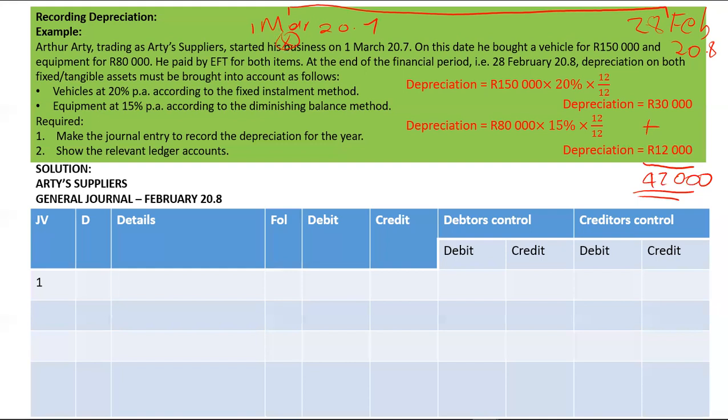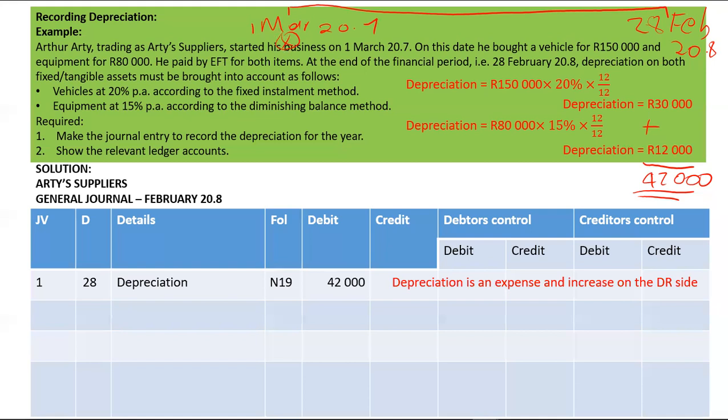So when we record it in the general journal, we will simply debit depreciation by the total depreciation amount of 42,000. That is because depreciation is an expense and expenses increase on the debit side. And I've included a note for that. And then we're going to split this depreciation.